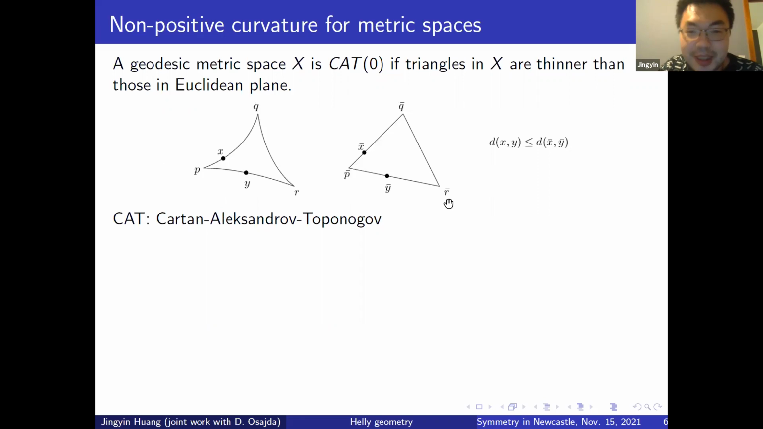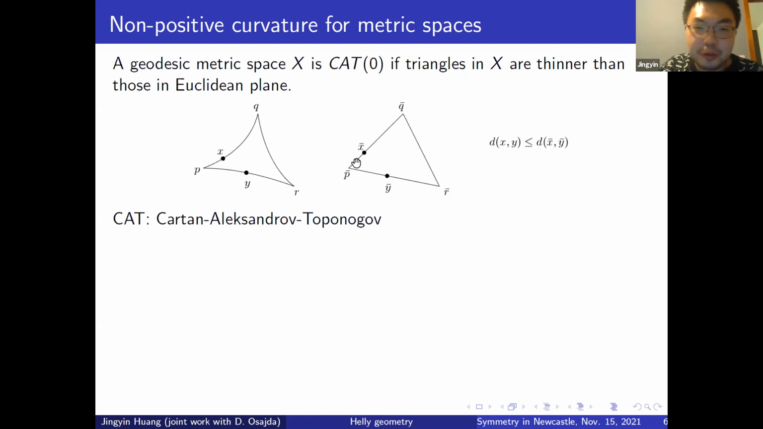I want the 3 sides of this triangle equal to the 3 sides of that triangle in X. This is always possible because the triangle inequality holds true in X. So we should always be able to find such a triangle P bar, Q bar, R bar in the Euclidean plane. Now I'm going to take 2 points X and Y in the triangle inside X.